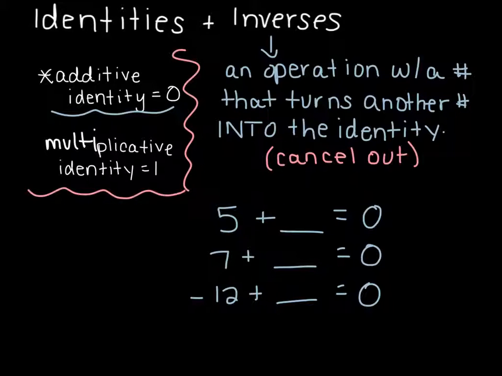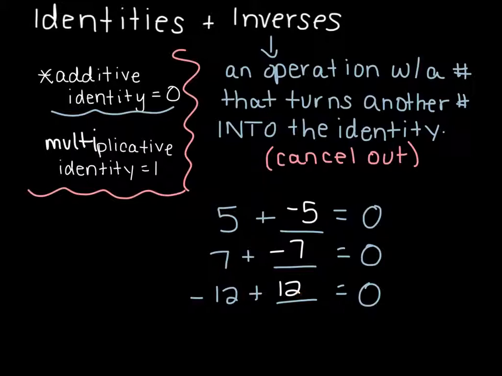Well, 5 plus what makes 0? 5 plus -5. 7 plus what makes 0? 7 plus -7. Now, -12 plus what equals 0? That would be +12. So what I want you to see is the relationship between these numbers is these are opposites. They have opposite signs from one another.